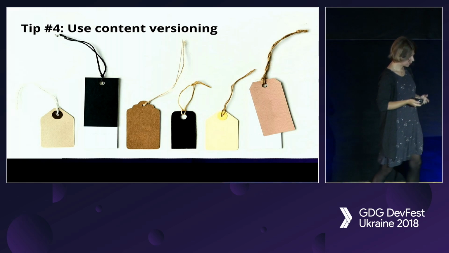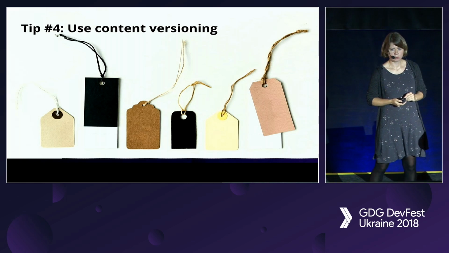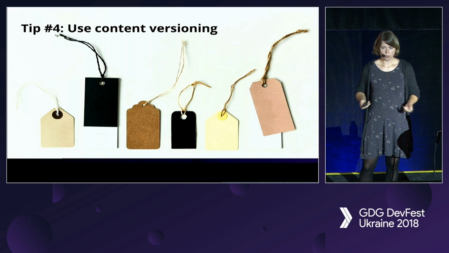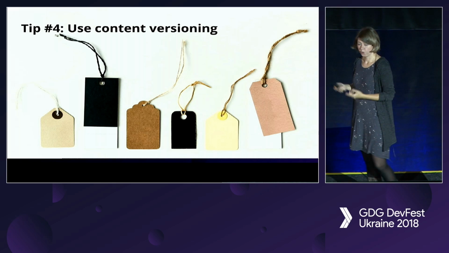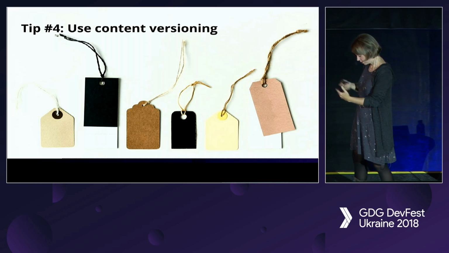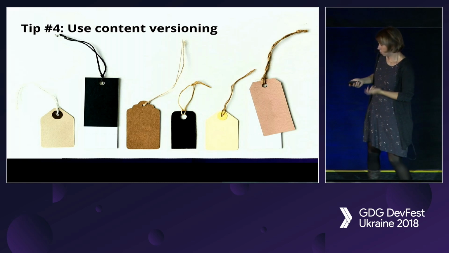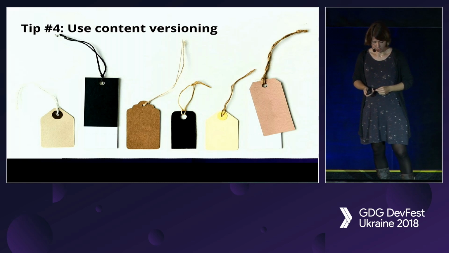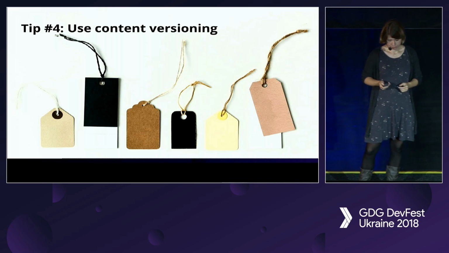So use content versioning to avoid the situation where the user is stuck with the old versions of your assets forever. And there is no way, because they always come from the service worker, there's no way to really update them without changing the version.